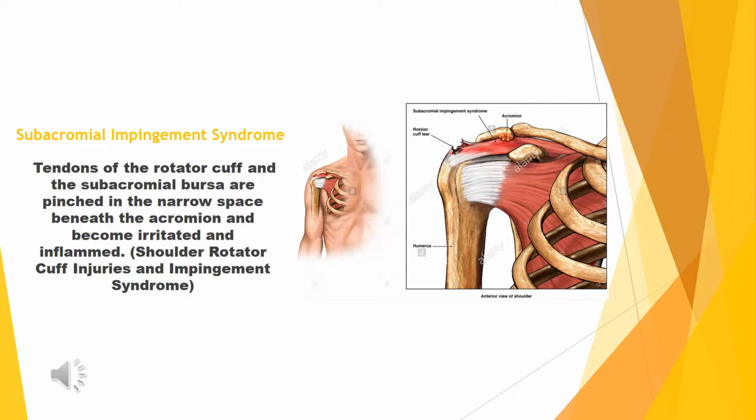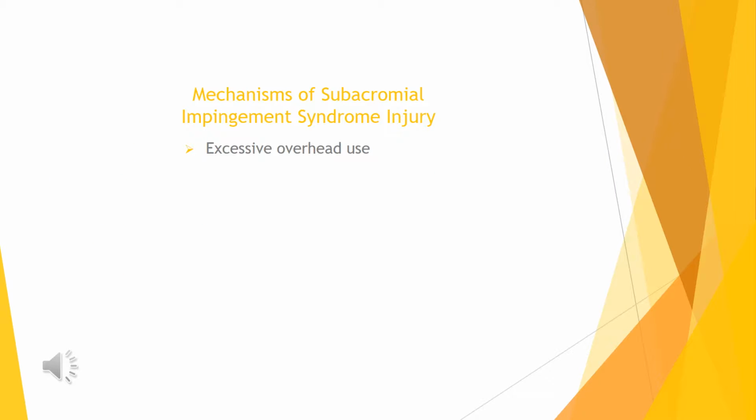This is when tendons of the rotator cuff and the subacromial bursa are pinched in the narrow space beneath the acromion and become irritated and inflamed. The most common mechanism for a subacromial impingement syndrome injury is an excessive overhead use of the arm and shoulder.